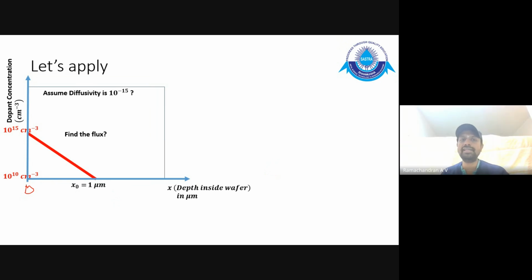So assume diffusivity is 10 power minus 15. You know the unit. Already you calculated the unit. So it's going to be centimeter square per second. So please write that and find the flux. Let me see who will answer first.